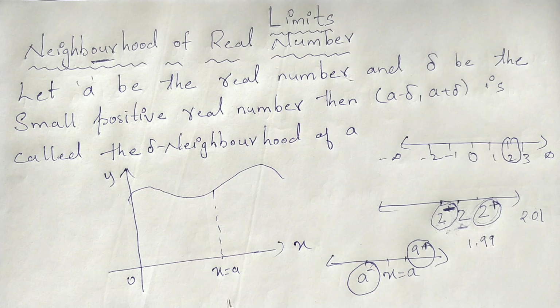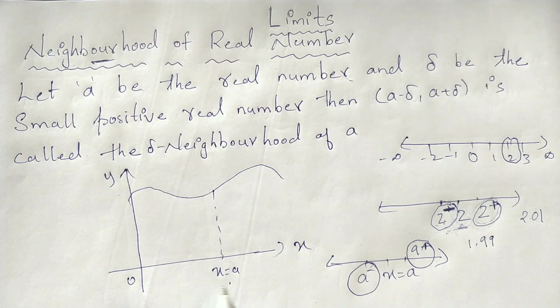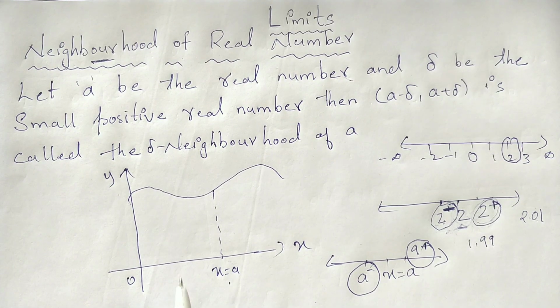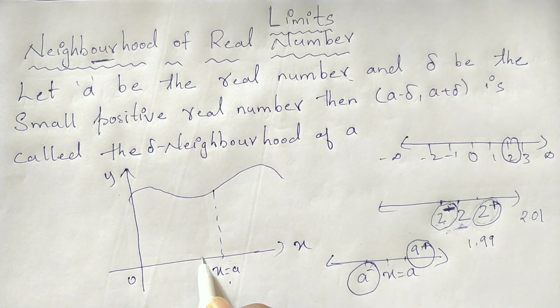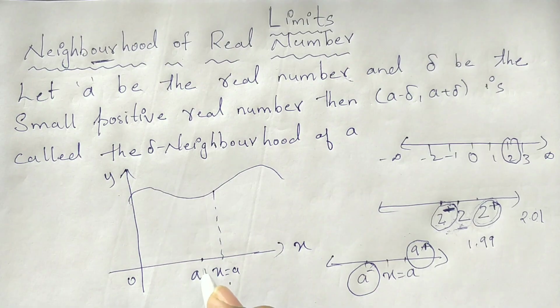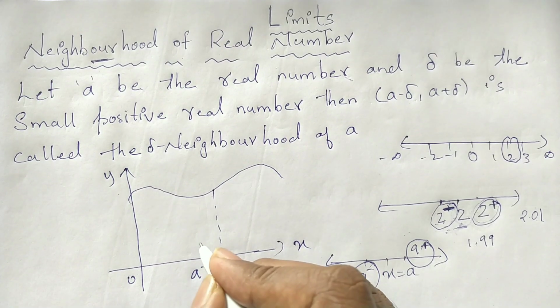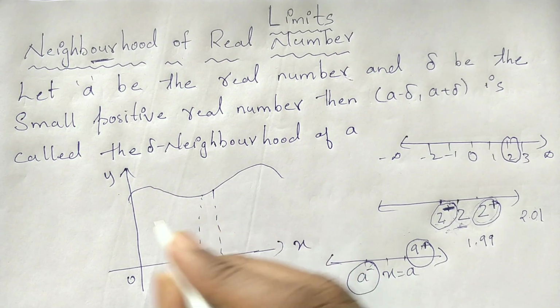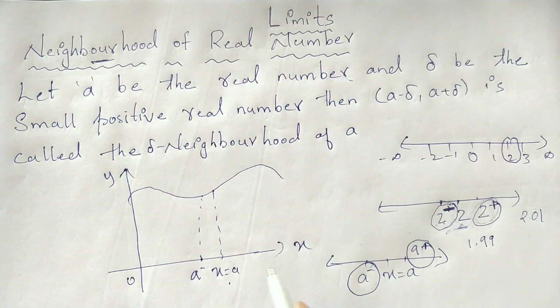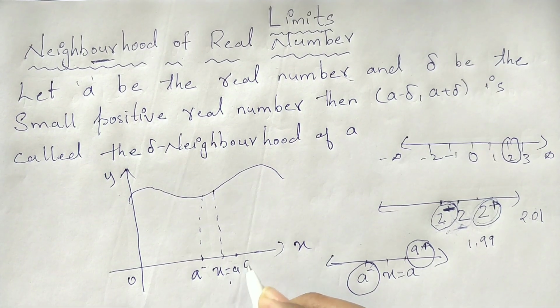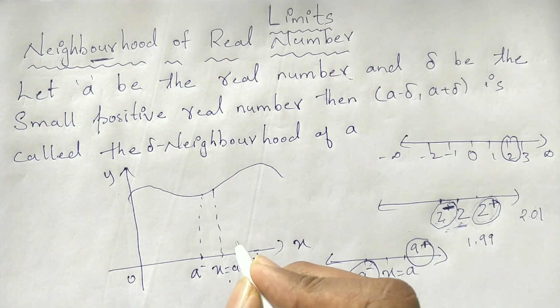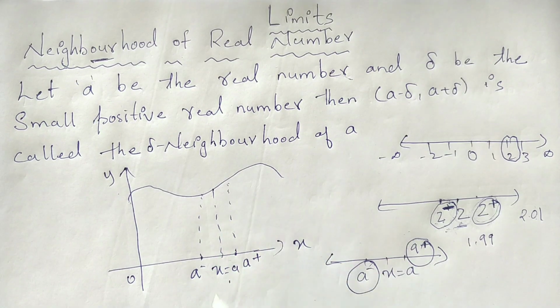So now similarly, how I found the neighborhood, in a similar way I will find the neighborhood of this a. So we'll approach towards a from the left side. So we are coming closer to a here. This is called the left neighborhood of a. If I substitute the value in the function, I will get one answer. Similarly, we are approaching towards a from the right side. So this will be my right neighborhood of a. If we substitute the value in the function, I will get an answer.